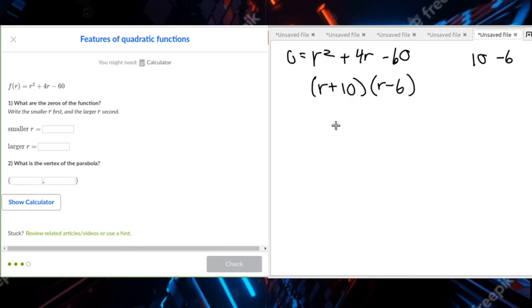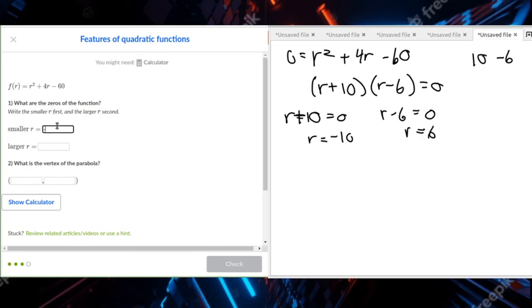So my zeros, that's equal to 0. So my zeros are going to be r plus 10 is equal to 0, or r minus 6 is going to be equal to 0. So r is equal to negative 10, or r is equal to 6. Smaller r is negative 10, and the larger r is 6. And now we're going to need to find the vertex.